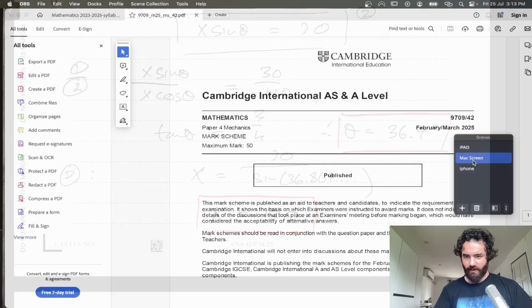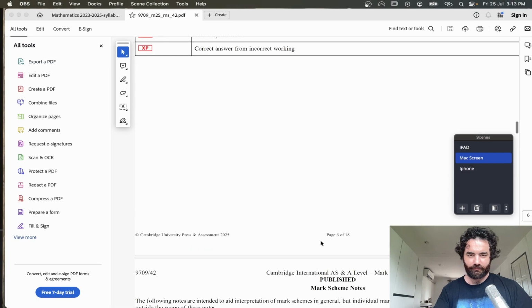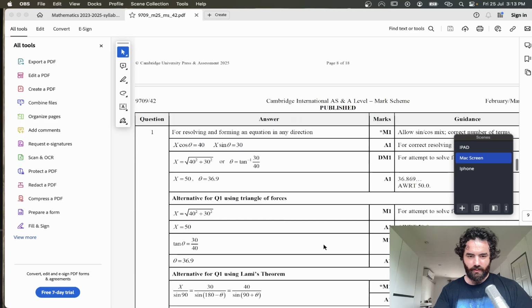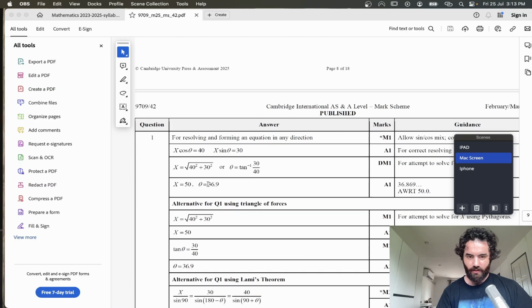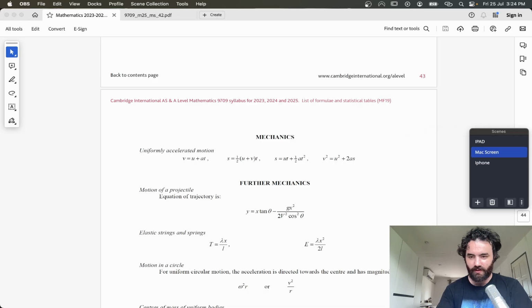So we'll go to the Mac screen and we'll check those answers. We'll be going for 100% here. Okay, so 36.9 and 50, cool. So tick, and that's 4 marks. Okay, so I just realized I was on my Mac screen. I forgot to switch back to the iPad.